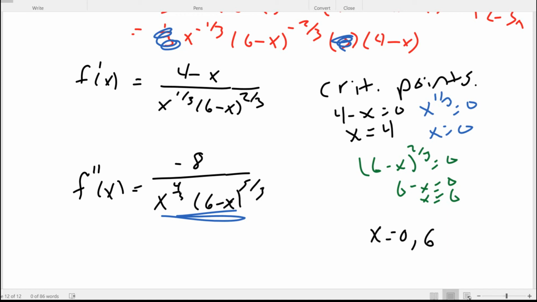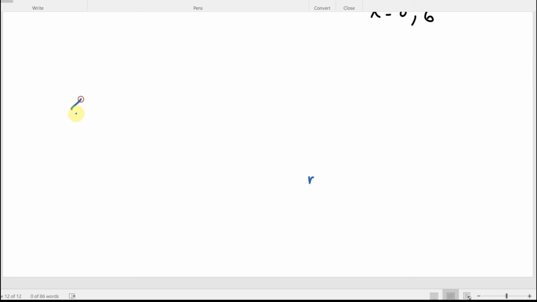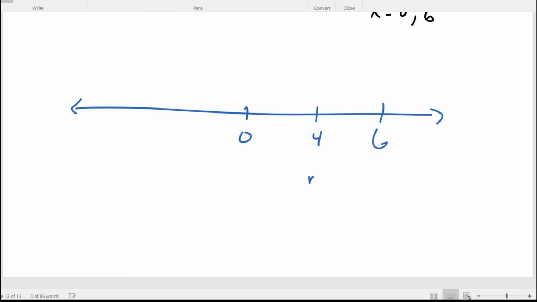So I need to see where this thing's increasing, decreasing, concave up, concave down. So 0, 4, and 6 were all the important points there. So I need to pick test points. So I think I'm going to pick -1, 1, 5, and 7. So remember, I have to have one in between all of them and also out to the edges. And I need to test the derivative and the second derivative. Okay? So probably the easiest way to do this at this point maybe is use your calculator and stuff.